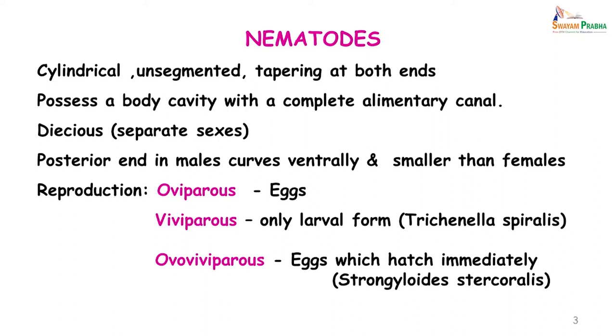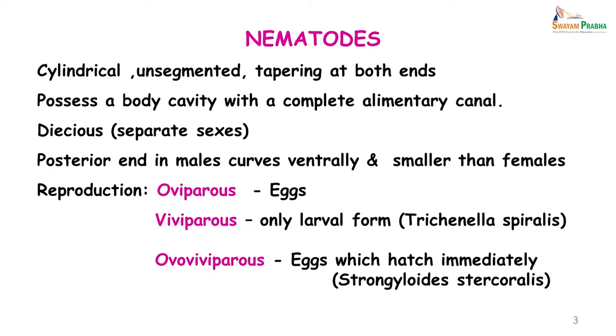So, in the nematodes, let's look at their general characteristics. Morphologically, these are cylindrical, unsegmented worms which taper at both ends. They possess a body cavity with a complete alimentary canal. They are dioecious, that is, they have separate sexes. The posterior end of the male curves ventrally and the males are smaller than the females.